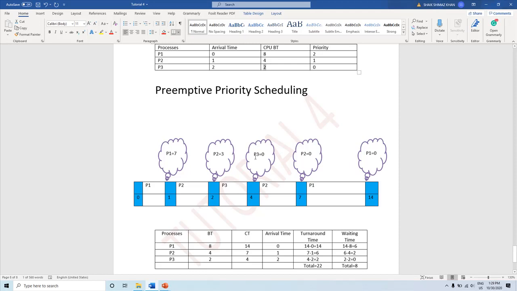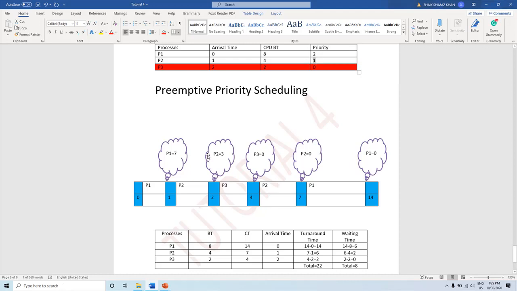So once P3 terminates, you understand that there are two processes waiting in the ready queue. They are P1 and P2. So the scheduler would compare their priority and find that P2 has the highest priority. So again P2 is getting the chance before P1. Why? Because P2's priority is higher than P1. Don't get confused. If the value is less, it implies the highest priority. Understand? So P2 gets the chance.